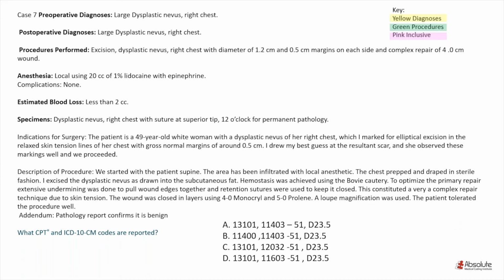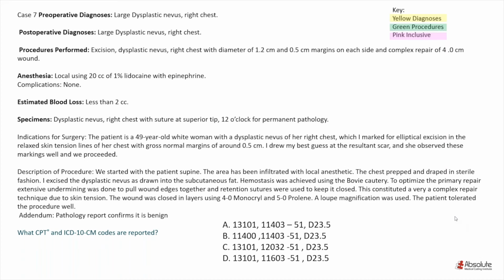Indications for surgery. The patient is a 49-year-old white woman with a dysplastic nevus of her right chest, which I marked for elliptical excision in the relaxed skin tension lines of her chest with gross normal margins of around 0.5 centimeters. I drew my best guess at the resultant scar, and she observed these markings well, and we proceeded.